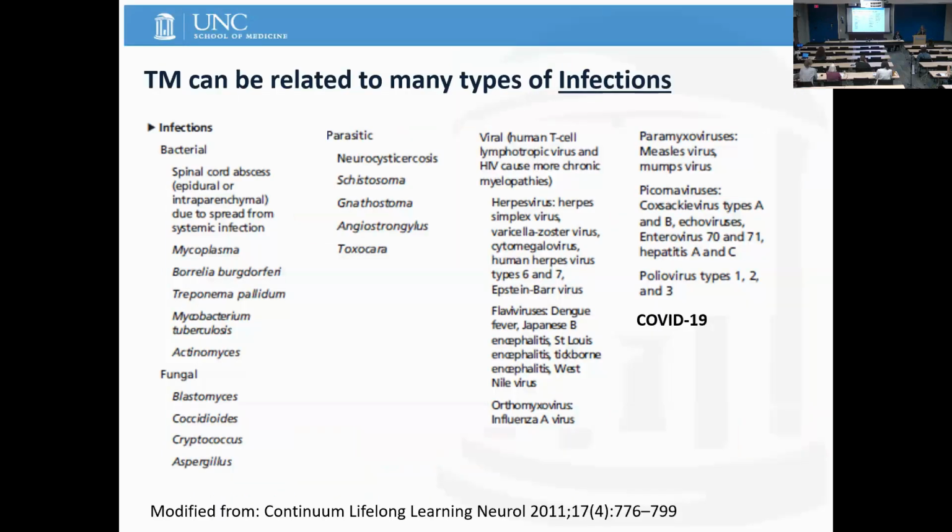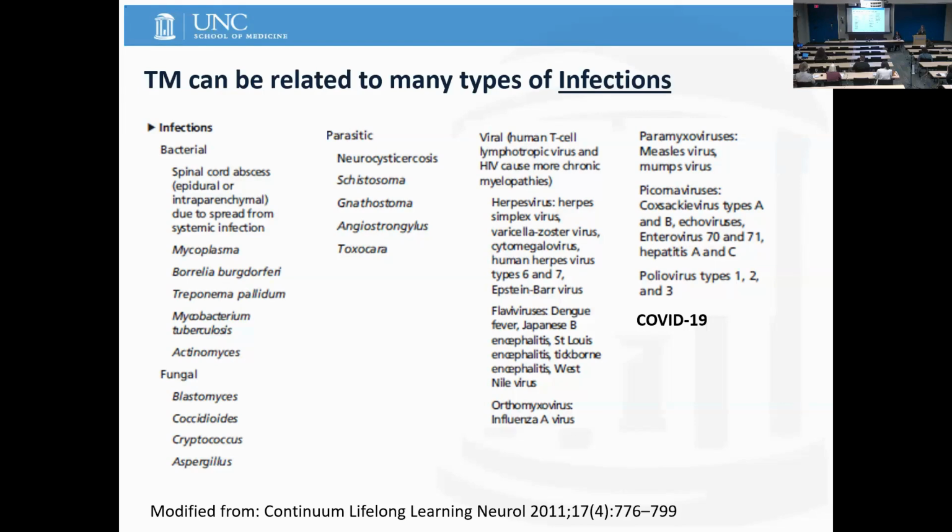So I'll cover some of the infections. There are many infections that can lead to TM, bacterial infections. Sometimes we can see a bacteria that builds up near the spinal cord. It can put pressure on the spinal cord. So there are a lot of different bacteria that can cause this. Fungal infections as well, parasitic infections. This is much less common, but it can still happen.